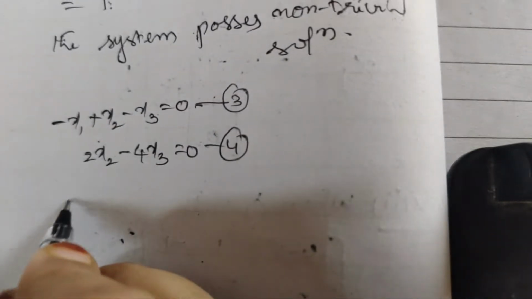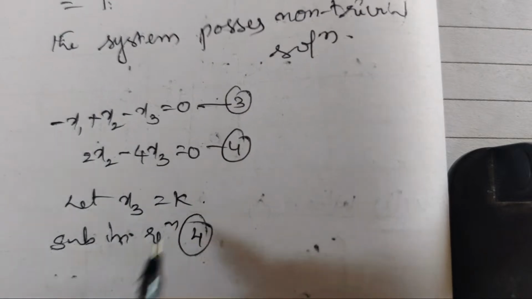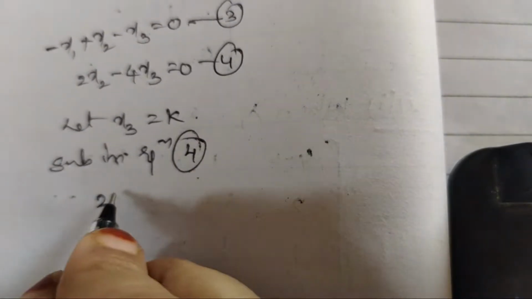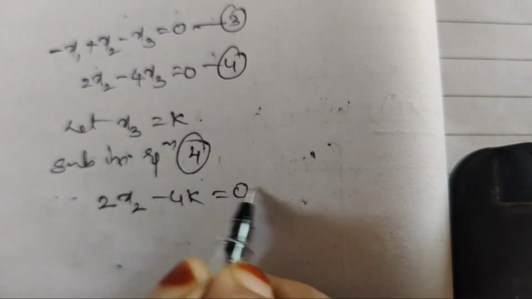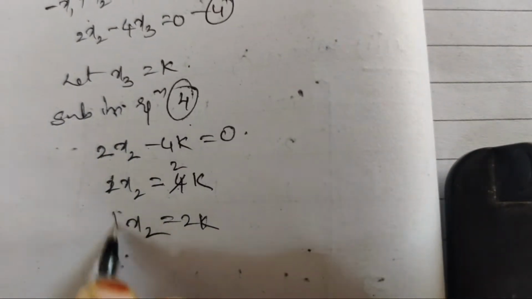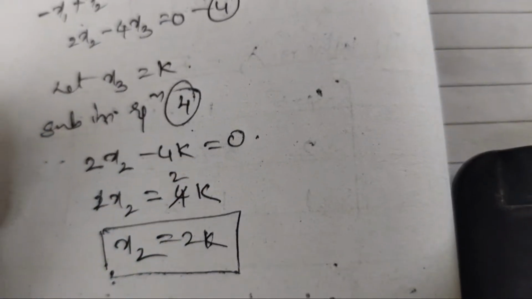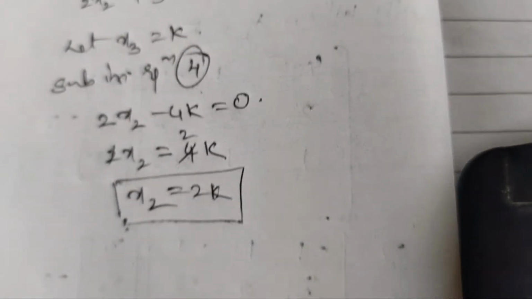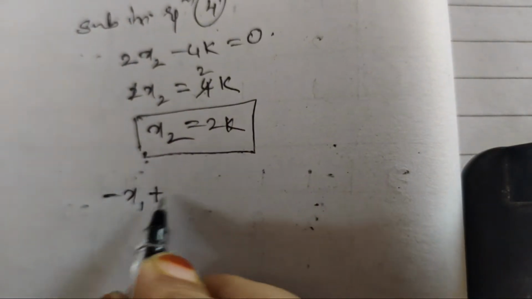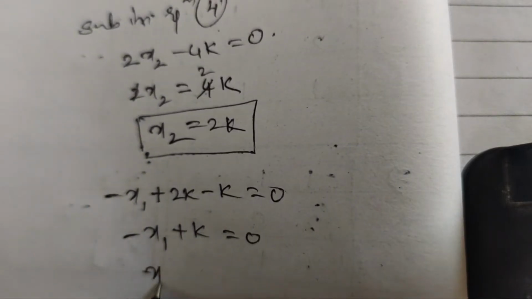Now let x3 equal k. Substitute in equation number 4. So 2x2 minus 4k equals 0. Then 2x2 equals 4k, so x2 equals 2k. Now we have the two values, and we substitute them in our third equation, minus x1 plus x2 minus x3 equals 0. Substituting the x2 and x3 values, we get minus x1 plus 2k minus k equals 0, so minus x1 plus k equals 0.